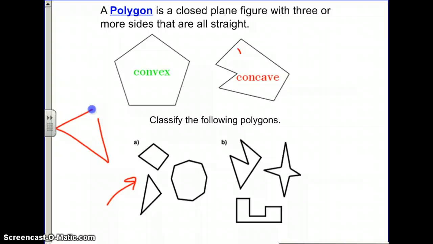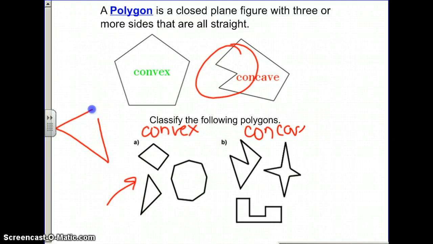Okay, but let's talk about concave versus convex. I always think of concave. Look, it's caving in. So if you look at A, these are all convex figures. Nothing's caving in. If you look at B, these are all concave figures. There's portions that cave in. So recognize the difference between convex and concave.